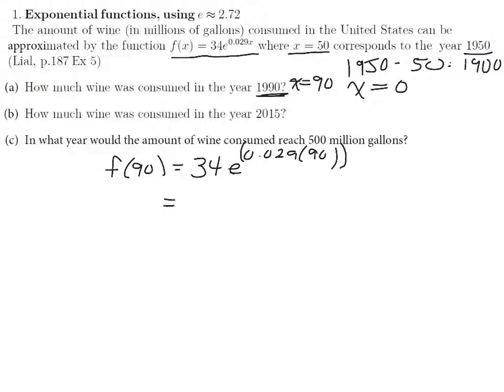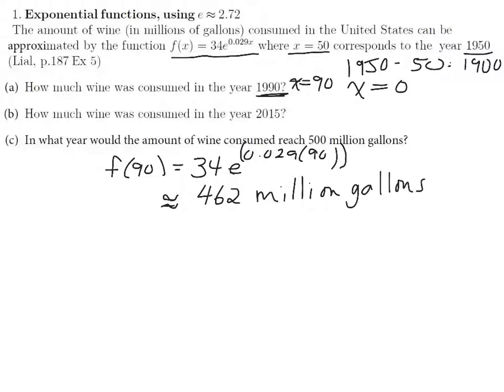Okay, so we're going to have 34 times e raised to the power of 0.029 times 90. And it's kind of written as an approximation because it depends on how many decimals you use for Euler's number e. And we get around 462 million gallons of wine.